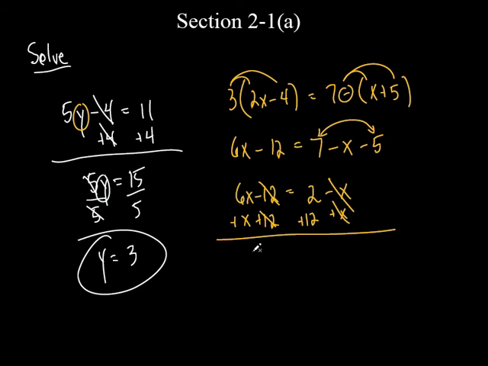So 6x plus 1x is 7x equals 2 plus 12 is 14. Now it's really simple, isn't it? Divide both sides by 7, and then x is 2. Look what I did. I showed all my steps, didn't I? I didn't try to do anything in my head. I showed every little step I could possibly show. I didn't leave anything out.